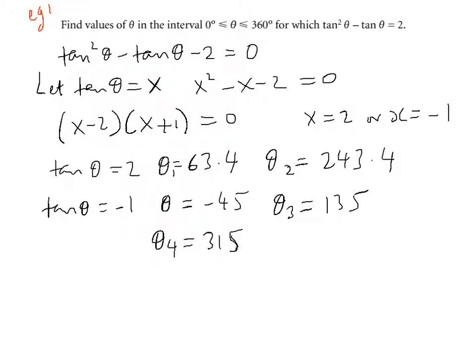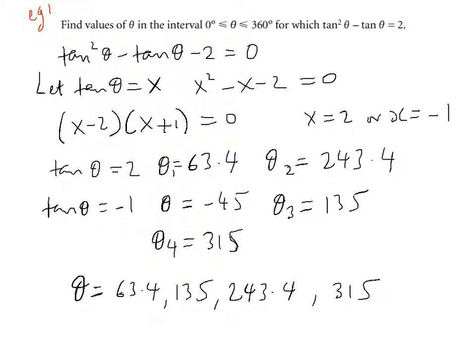So therefore we've got our 4 answers. Theta 1, so all our values for theta, here we go, equals 63.4, 135, 243.4, and 315. So we've got 4 answers there.